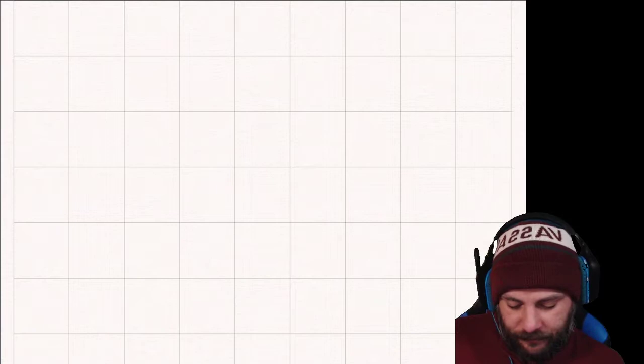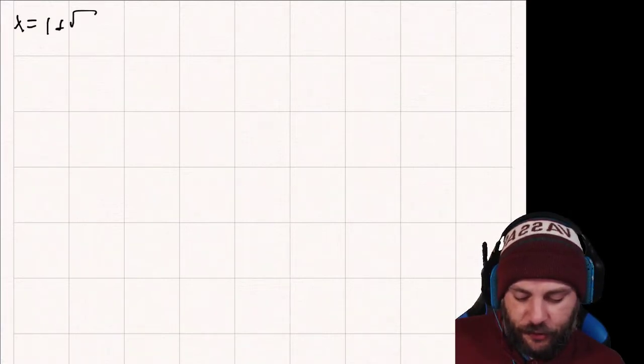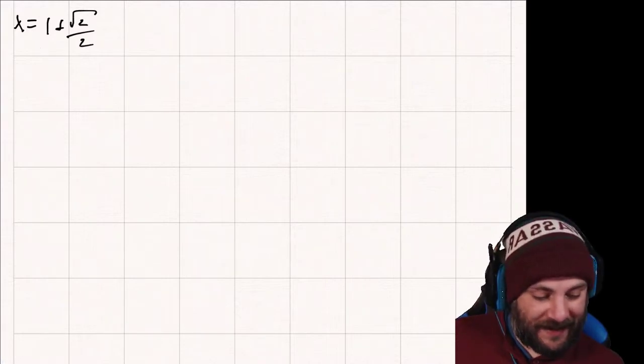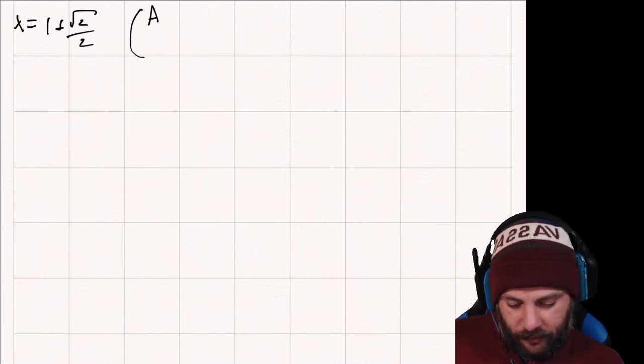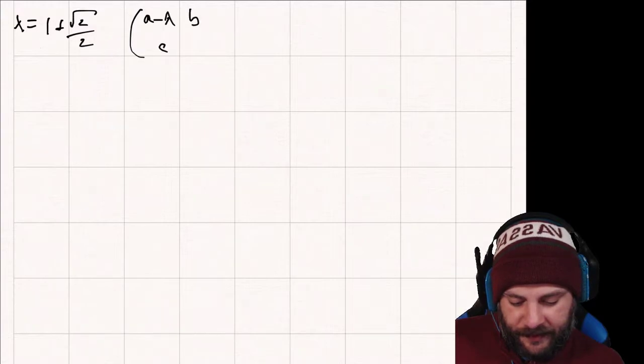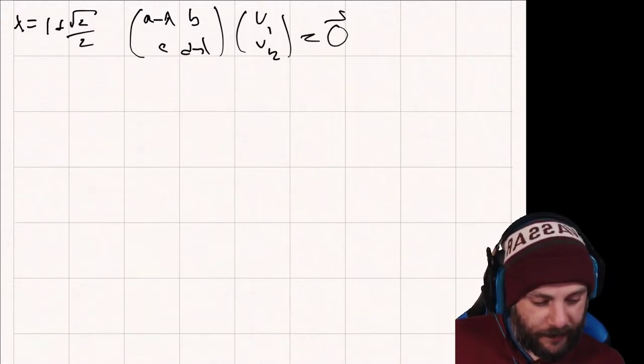Okay, so the first thing I'm going to do here is take the case of 1 plus the square root of 2 over 2. All right, that's what we're going to be handling first and foremost. We relook at the equation. So A minus lambda I, with entries a, b, c, d minus lambda, and we're going to multiply that by v1, v2, and set that equal to the 0 vector. That's the equation that we're going to be pumping all this into.